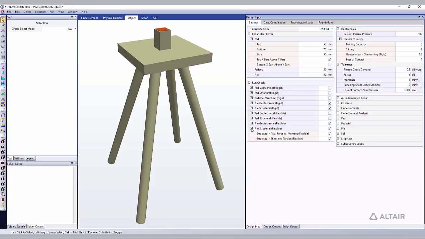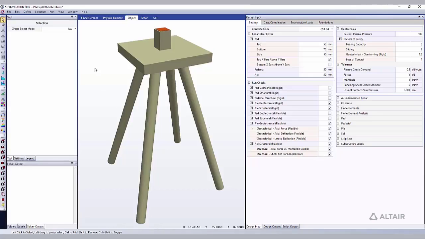Structural checks use the proven S-concrete design engine to check structural strength of reinforced concrete piles, including axial force versus moment interaction and shear and torsion with consideration of biaxial bending and biaxial shear. Geotechnical checks ensure maximum allowable displacements and total axial forces at the pile head are within the specified capacities.